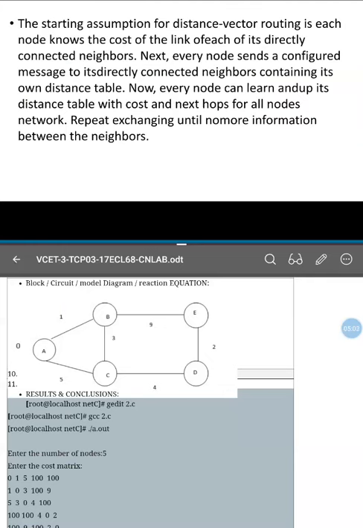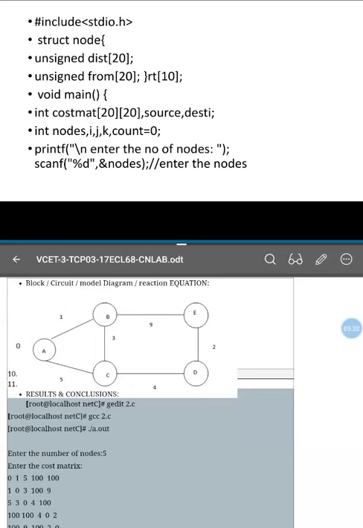One more starting assumption in distance vector routing is that each node knows the cost of the link to each of its directly connected neighbors. Then every node sends a configured message to its directly connected neighbors, and every node learns and updates the distance table with the cost and the next hops, and repeats exchanging until there is no more new information between the neighbors. That is what happens.